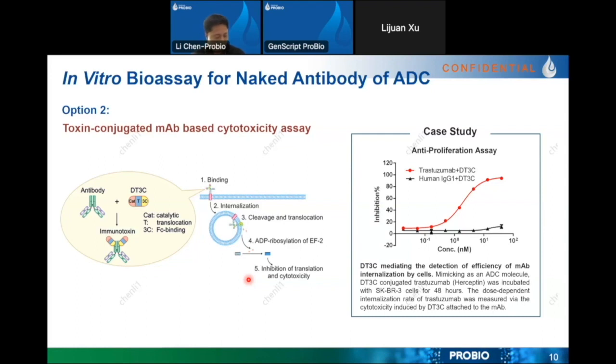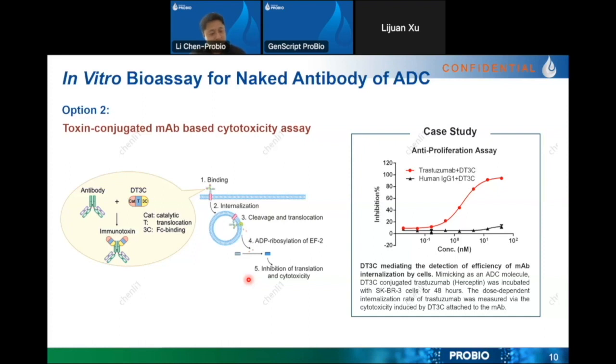Since the binding between DT3C and the antibody is non-covalent, the chemical conjugation process, which is required for payload toxin in ADC, is no longer needed here. So basically, this assay is using the DT3C mediated cytotoxicity as a measurement of the internalization. Similar to the first option, this approach can also run in a high throughput fashion using antibody supernatants, providing a way to differentiate antibody leads in the early screening stage.